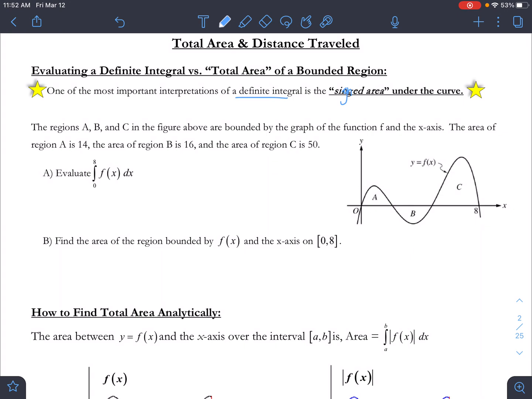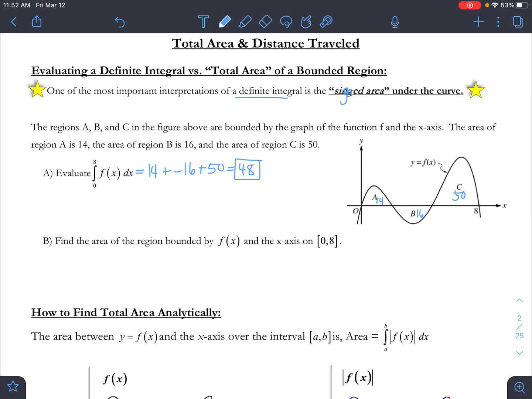So let's take a look at this first example. It says the area of region A is 14, area of region B is 16, and area of region C is 50. So if we were to evaluate this integral, we would have 14 plus, below the x-axis that area is negative, 16, then plus 50. Okay, so our definite integral from 0 to 8 would be 48, taking that negative into account.